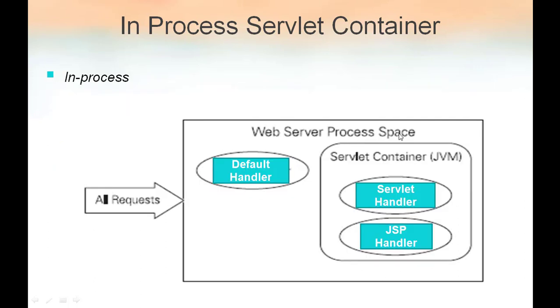Web server's process space. Inside the web server process space, both modules run together, and here the main web server and servlet container are different programs and run like a plugin. Servlet container has servlet handler and JSP handler, and web server has a default handler. Default handler is used to accept HTML request. Servlet handler is used for servlet request, and JSP handler handles the JSP request.